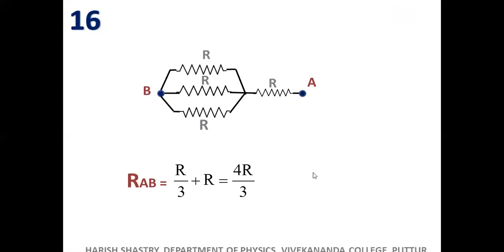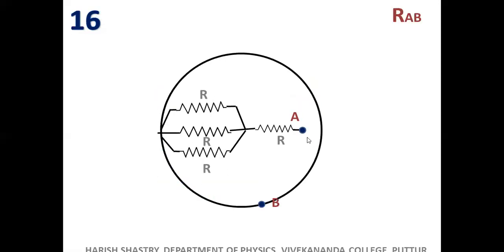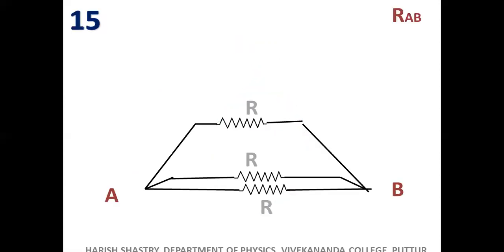What is R plus R by 3? It is 4R by 3. So resistance between A and B is 4R by 3. Going back once again, having all the things once again recapped like this.